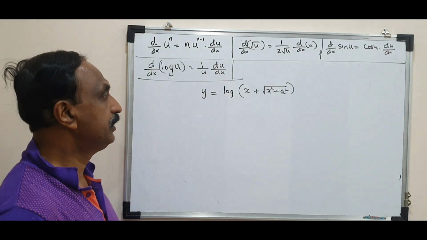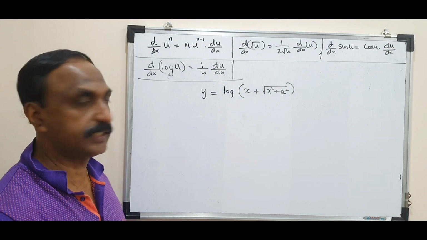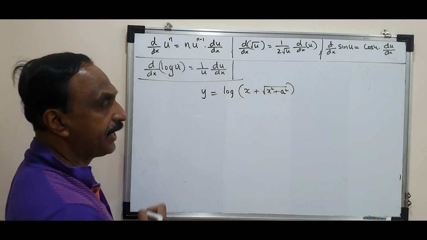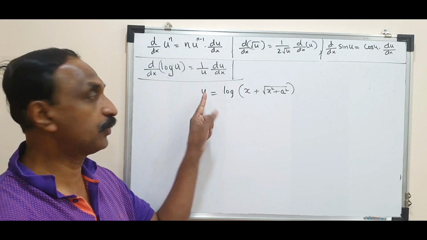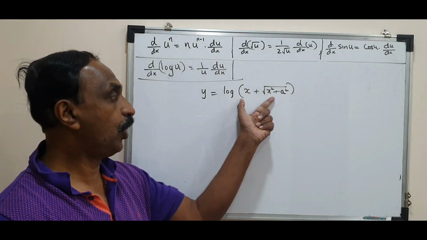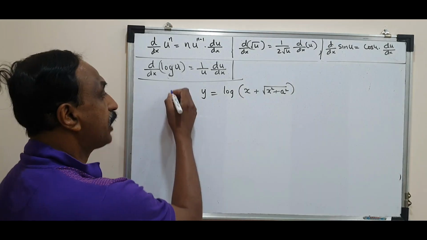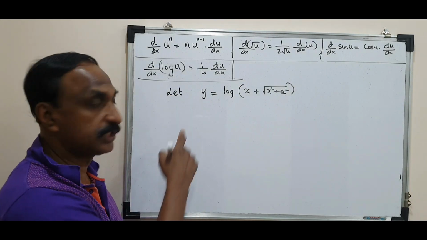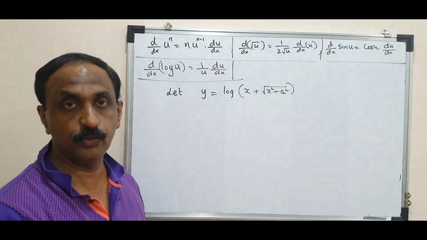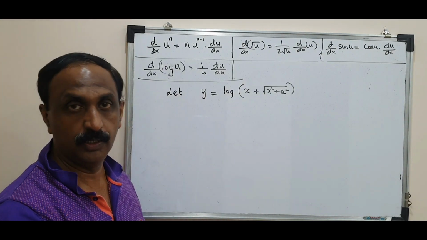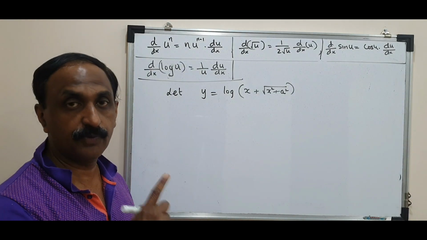Another important function: y is log of x plus root of x square plus a square. We need to find dy by dx. Remember, every function we start with y. Even if the question is to differentiate log of x plus root of x square plus a square with respect to x, you will have to start with let y equal to. This is very important. Although when I'm teaching, I write only dy by dx and directly do the problem because my board is very small, because of this limitation I do that. But every question you should start with let y equal to.